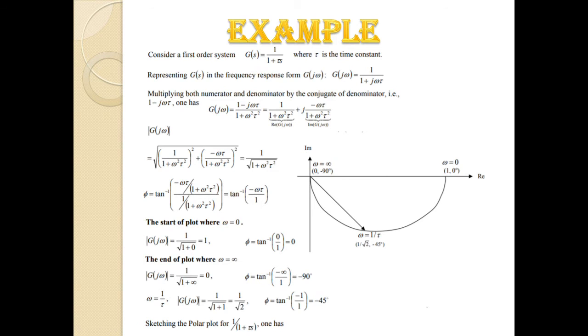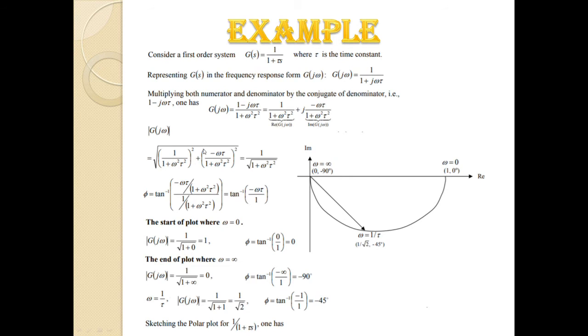To rationalize, we have to multiply both the numerator and the denominator by the conjugate of the denominator. So it becomes 1 minus j omega tau by 1 plus omega square tau square. So we can divide it into real part and imaginary part, where the real part becomes 1 by 1 plus omega square tau square and the j part or the imaginary part is minus omega tau by 1 plus omega square tau square.